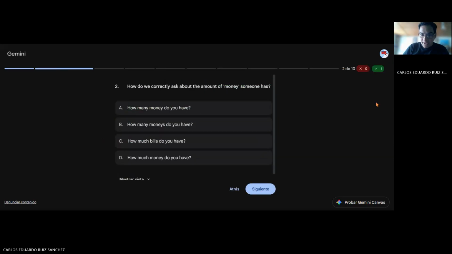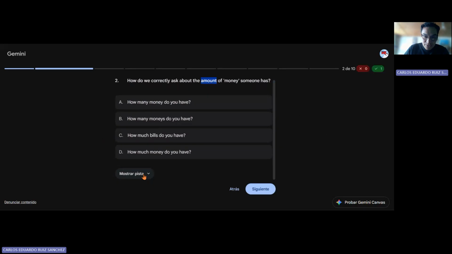The next one says, how do we correctly ask about the amount of money someone has? Wow, a challenge here. Ask correctly about amount. This is a strange word, cantidad, of money someone has. We use: How many money do you have? How many monies do you have? How much bills do you have? How much money do you have?